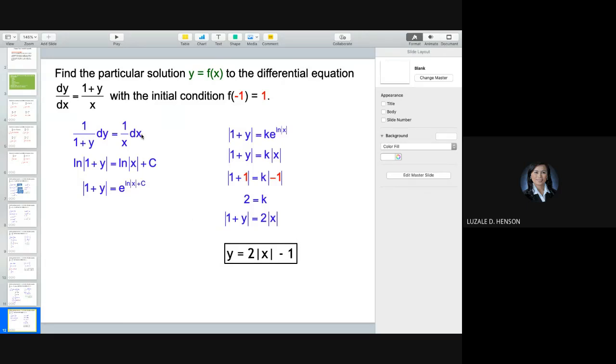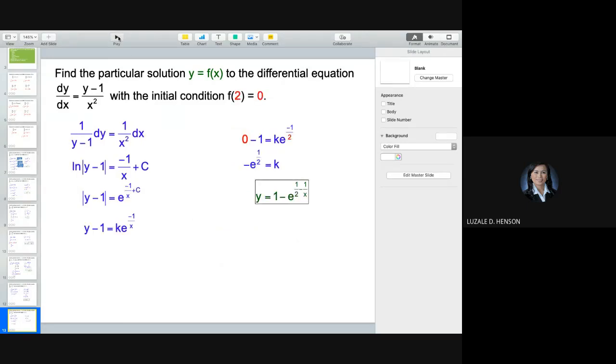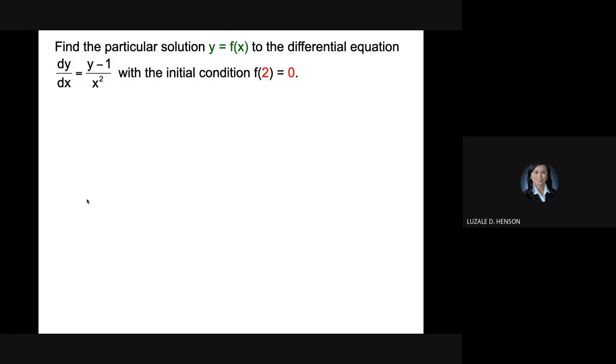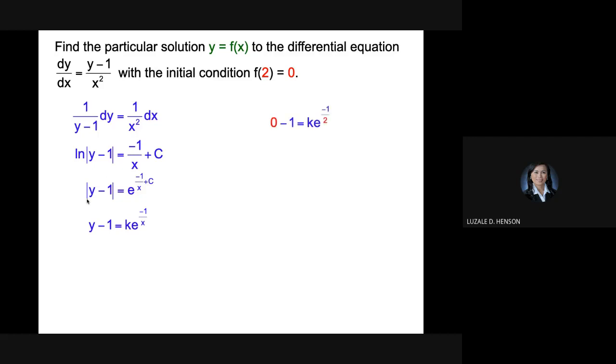Okay? Exclusive y. So for the next example, we have dy over dx equals y minus 1 over x squared, with the condition that for x equals 2, y is 0. Again, we integrate both sides after grouping all x's and y's. And then we have that solution for the integration. Then we get the e of both sides and then extract y, get the value of c, the k, okay? And that is our answer.